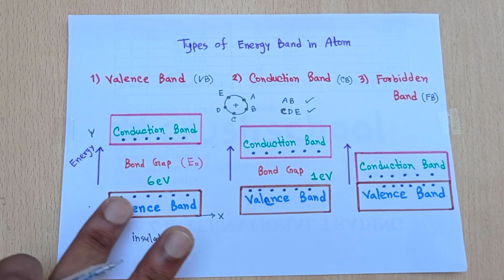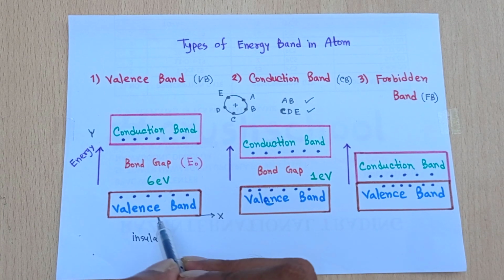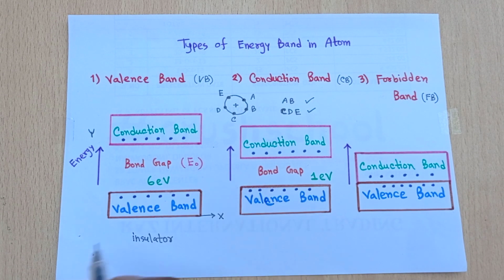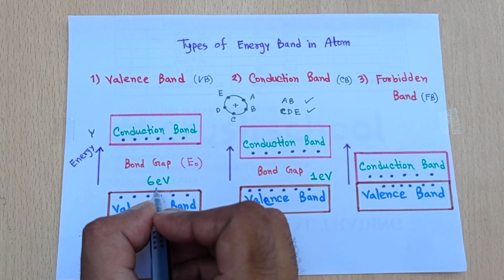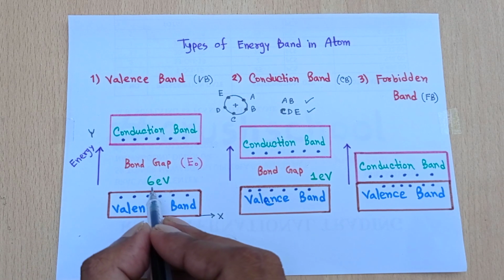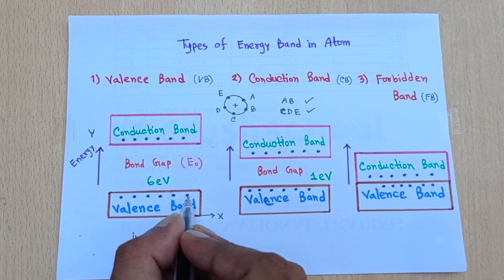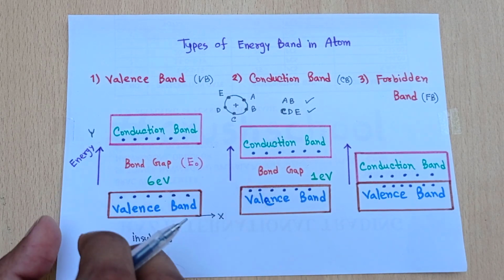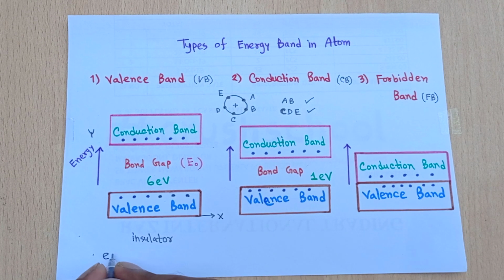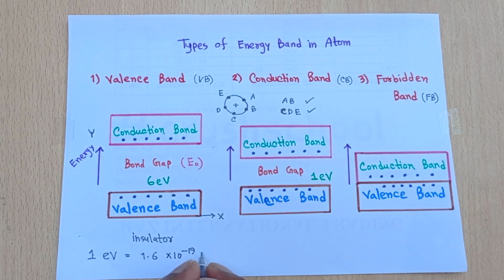So in an insulator, the gap between the valence band electrons and the conduction band electrons is too high, and 6 electron volt is required for the electron which is inside the valence band. If we apply 6 electron volt energy to the electron inside the valence band, then this electron can easily go from the valence band to the conduction band. But here you can say 1 electron volt is 1.6 into 10 to the power minus 19 joule. So joule is the unit of energy, as well as electron volt is a unit of energy.